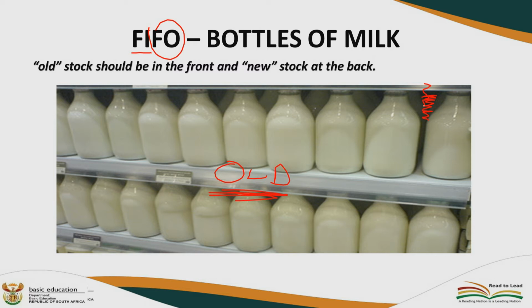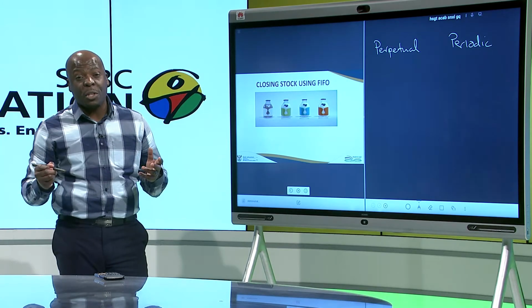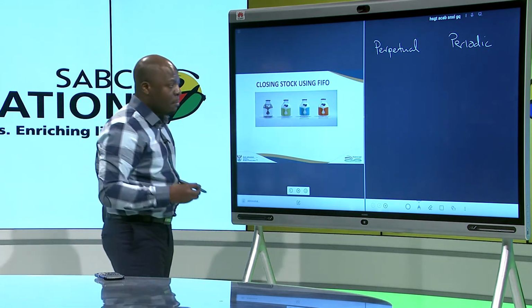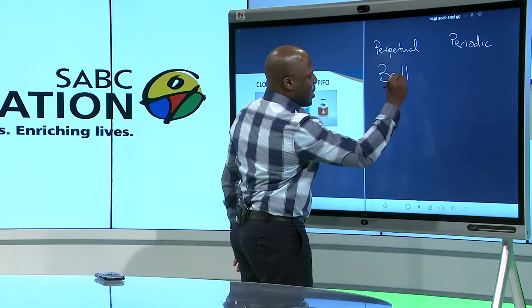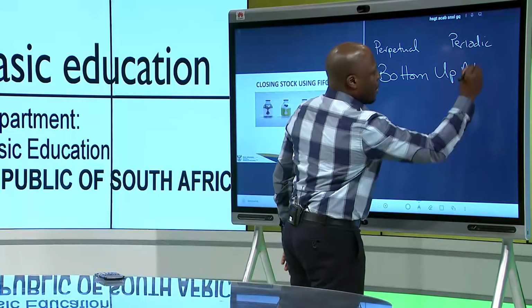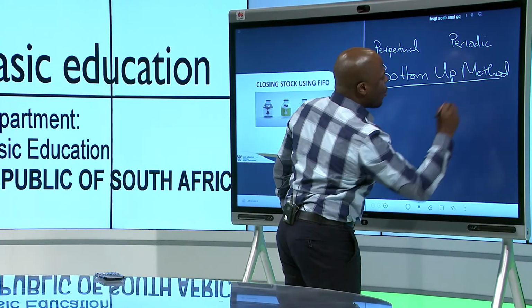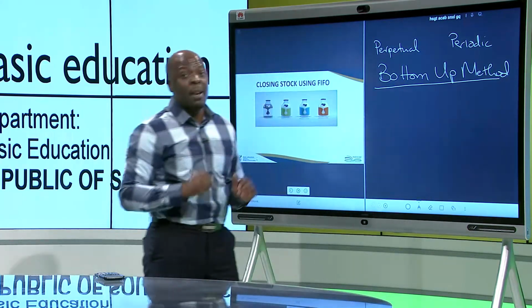Once you've understood that, I now want to explain how first in, first out works. I'm going to introduce you, boys and girls, to a simple method which is called the bottom-up method. All right? You need to remember this. This is what we call the bottom-up method. This is going to make it easy whenever we are dealing with FIFO, the bottom-up method.